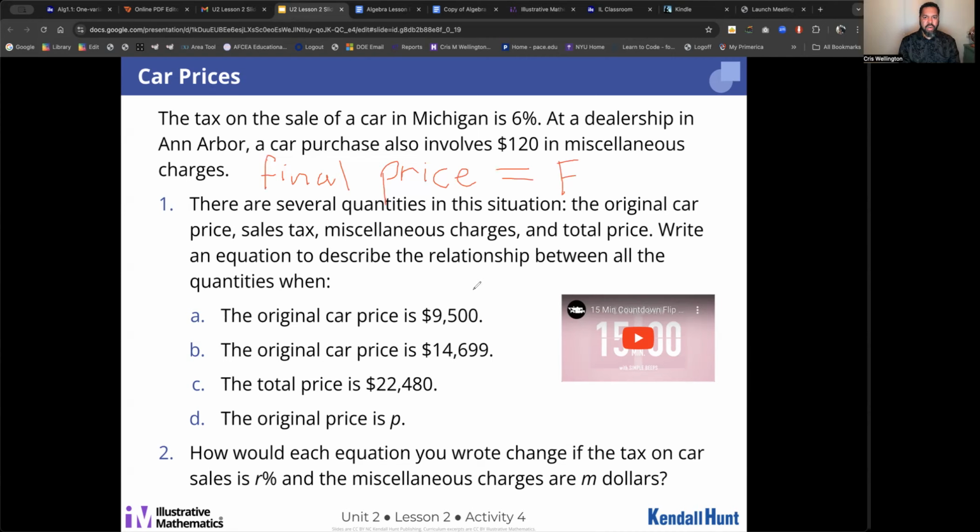And so we have a 6% charge here on the sale of the car. So I'm going to just convert that to 0.06, right? That's what 6% is.